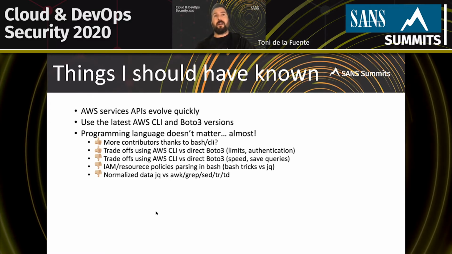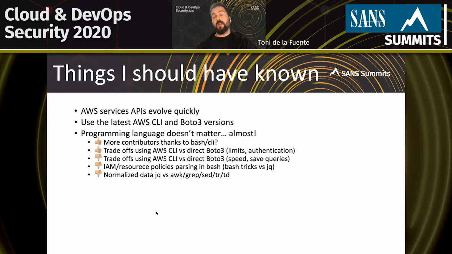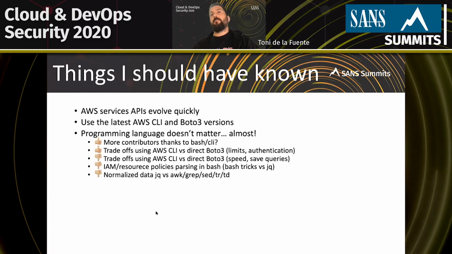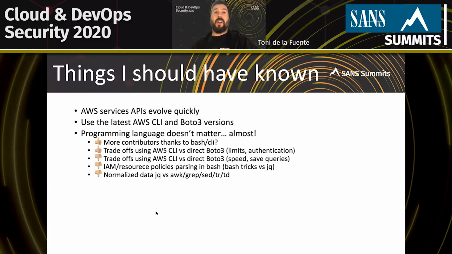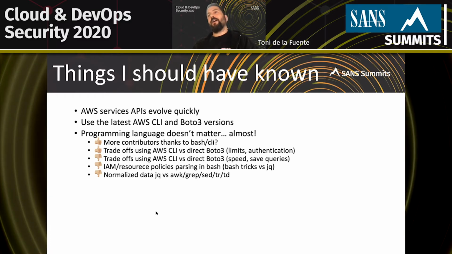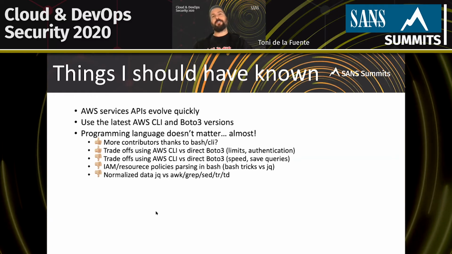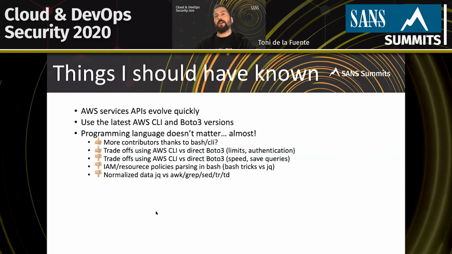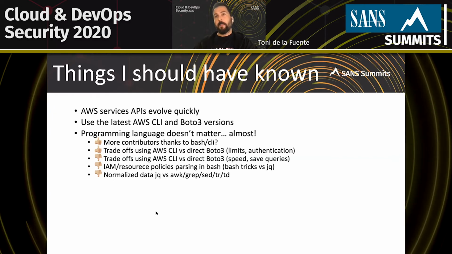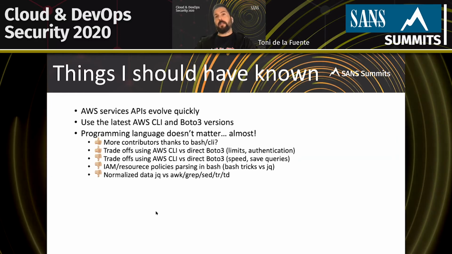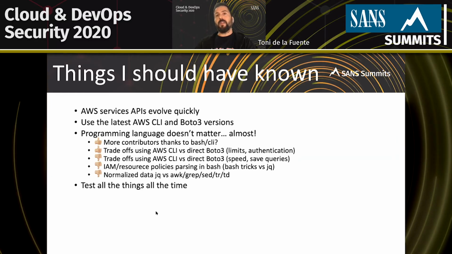Of course, now a lot of things are done in JQ in Prowler, but I've tried to normalize data with AWK, with grep, with sed, and all that stuff. It's crazy. You see some checks are a little bit crazy in terms of Bash tricks. So I could have done that much better for sure in Python.